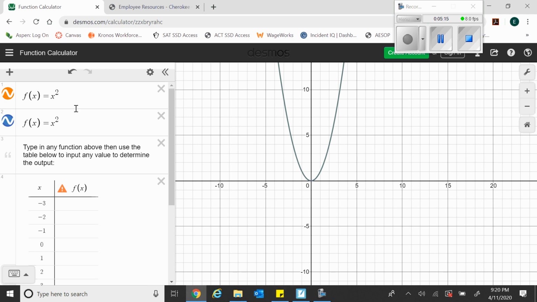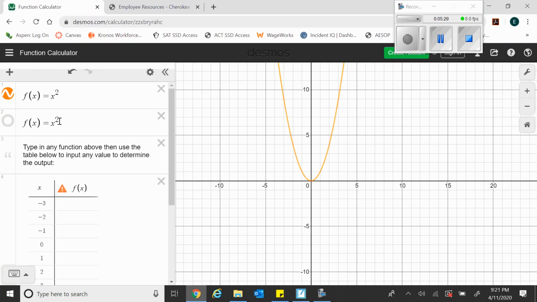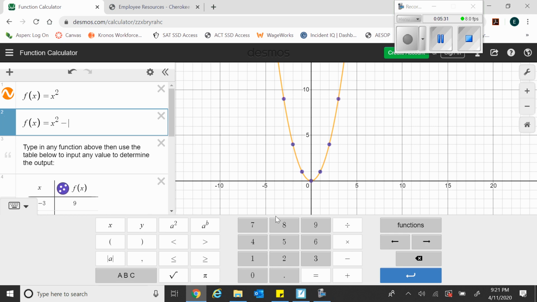Okay, so the original function, the parent function, y equals x squared, is here. So now what we're going to do, I'm going to graph this equation right here. So x squared with a minus 7 on the end. So x squared and then minus 7 on the end.